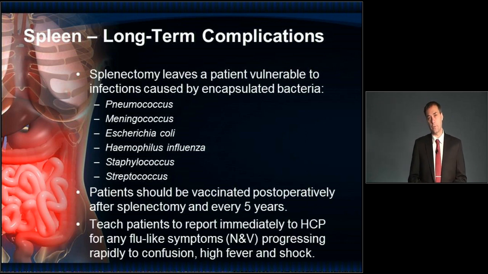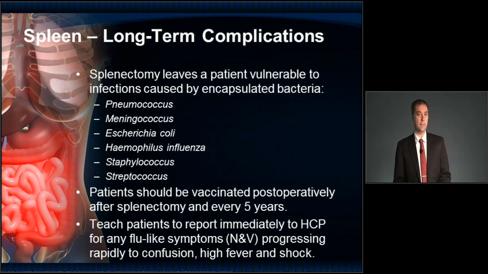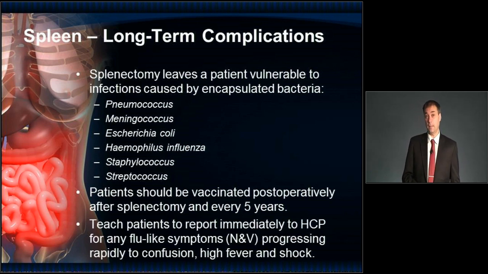A couple of long-term complications need to be considered with splenic injury. If the patient has a splenectomy, they really have no other place in the body in which to fight encapsulated bacteria. So if they develop an infection by an encapsulated bacteria like pneumococcus, meningococcus, E. coli, Haemophilus influenzae, staphylococcus, or streptococcus, now you have no ability to fight these infections and they can overtake and kill you in short periods of time.